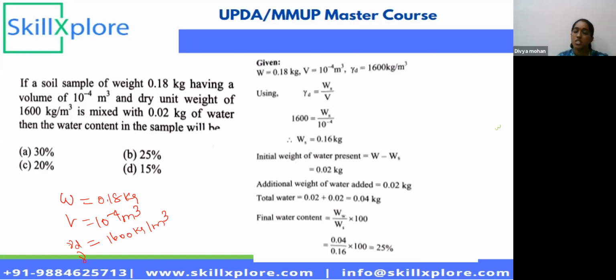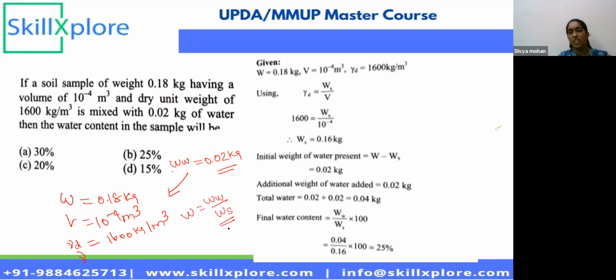Then what will the water content in the sample be? They are mixing an additional water into the soil mass, so they are expecting the total water content in the soil. The WW which is added is 0.02 kg. Okay, we'll start with the problem. They want to find the water content. Water content W is nothing but weight of water to weight of solids.